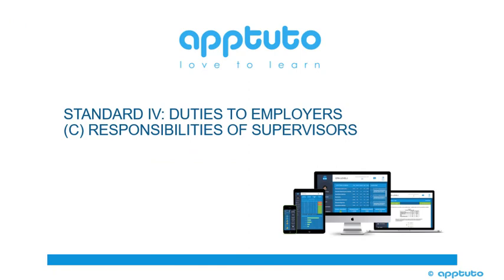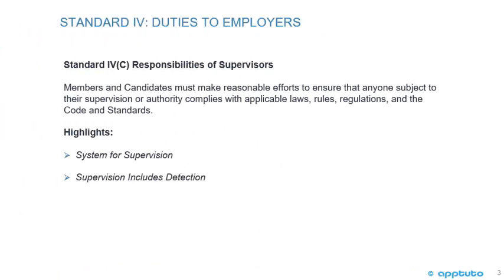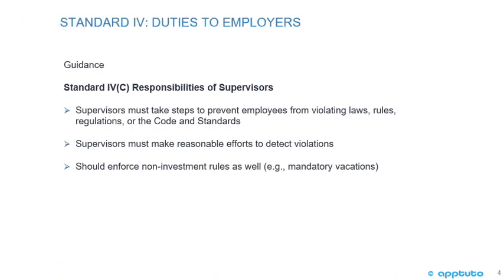Standard 4, Duties to Employers. Substandard C, Responsibilities of Supervisors. Standard 4C, Responsibilities of Supervisors. Members and candidates must make reasonable efforts to ensure that anyone subject to their supervision or authority complies with applicable laws, rules, regulations, and the Code and Standards. Some of the highlights for this standard are System for Supervision, and supervision includes detection. That's an important point. Guidance for Standard 4C, Responsibilities of Supervisors.